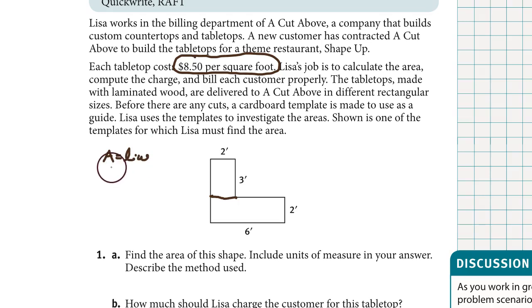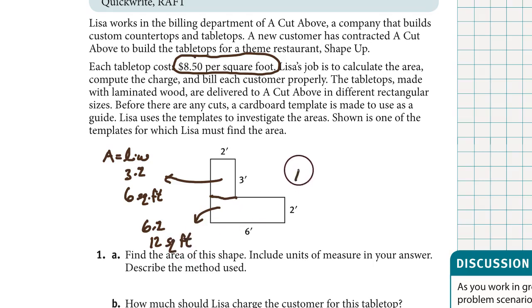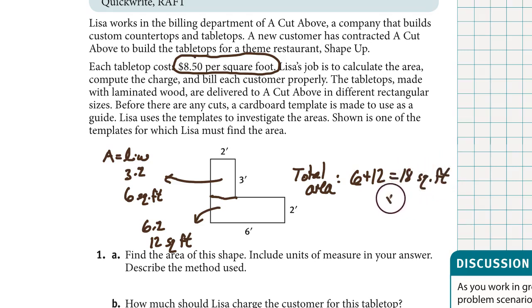I'm using the letter A to be the word area, the letter L to be length, and the letter W to be width. For our top rectangle, this would be 3 times 2, which makes 6 square feet. For the bottom rectangle, using the same formula, we would go 6 times 2, which is 12 square feet. Therefore, the total area is 6 plus 12, or 18 square feet. This company would then multiply that area by $8.50 per square foot to find out how much to charge the customer.